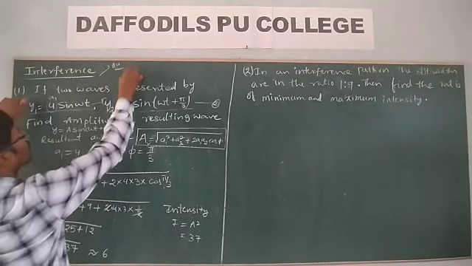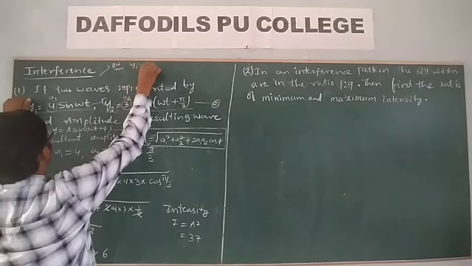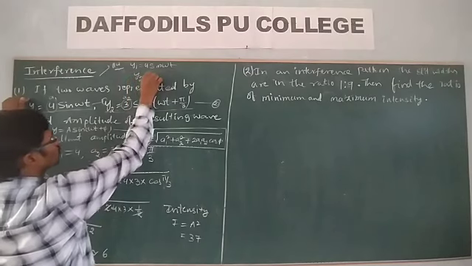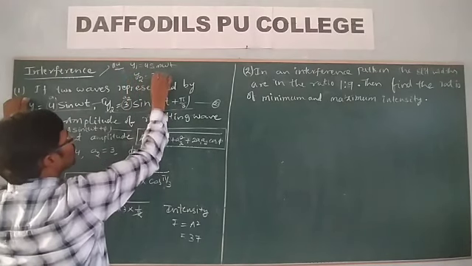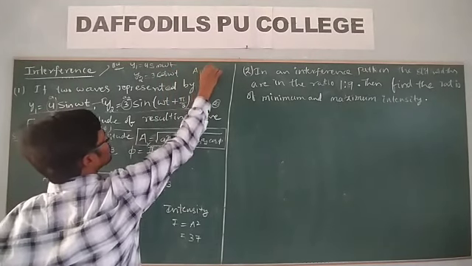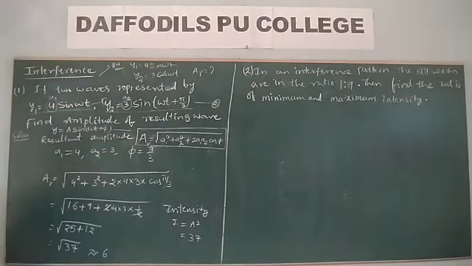And let me give one more example based on this one, which you can do as homework. Y1 is equal to 4 sin omega t and Y2 is equal to 3 cos omega t. Find the resultant amplitude of the interference of these two waves.